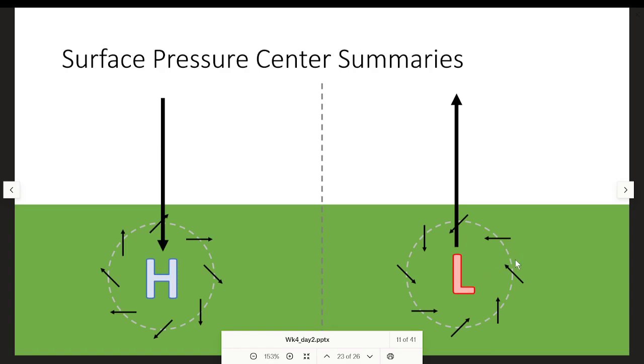Great. So here's a nice diagram. If you're at the surface at the low, the air is going in counterclockwise. They're converging, and there's going to be rising motion. At the high pressure, the air is going to be moving away, and so it's going to cause sinking motion to fill in the quasi-vacuum.